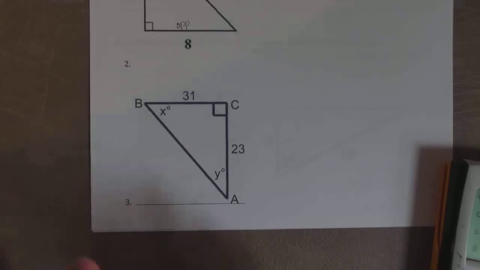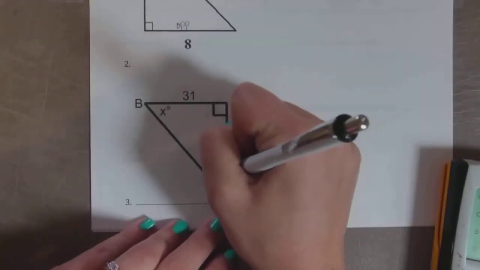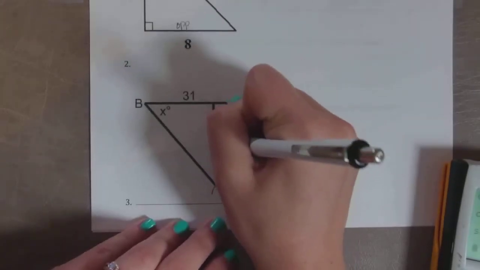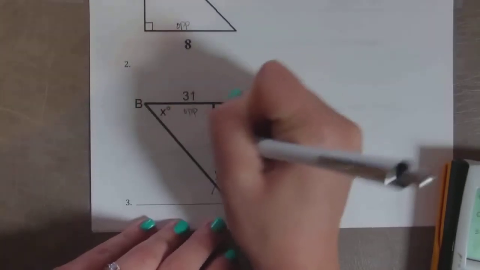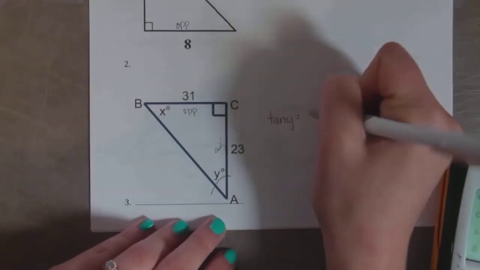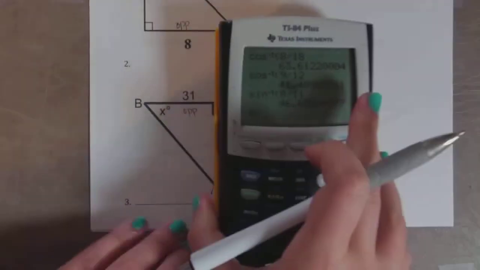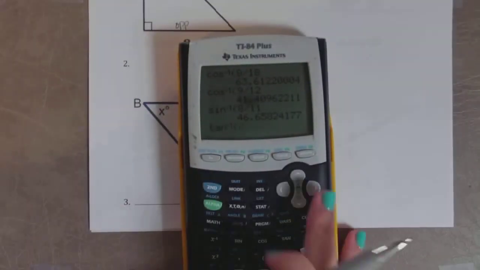Okay, ooh, the last one. Now we have an x and a y that we need to solve for. It doesn't matter which one you start with. I'm going to start with the y. So, in reference to the y, this is my adjacent side, this is my opposite side. We're using the tangent, ladies and gents. So, the tangent of y is opposite over the adjacent.